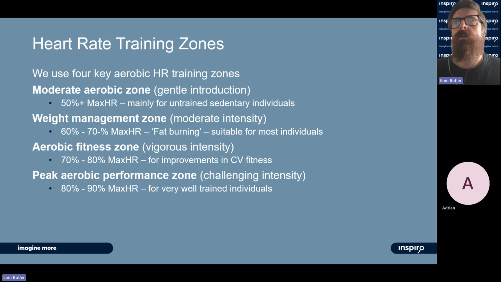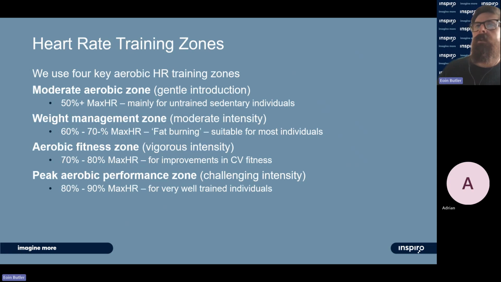So the weight management zone is a moderate intensity. We're looking at 60 to 70% of maximum heart rate. This is classed as the fat burning zone and is suitable for most individuals. So a lot of our beginner clients will be able to work in this zone. So the weight management zone is classed as a fat burning zone.